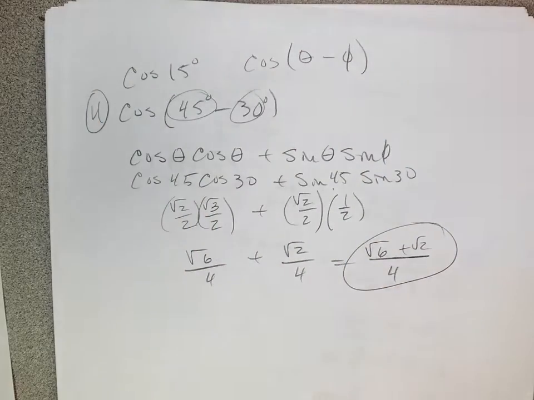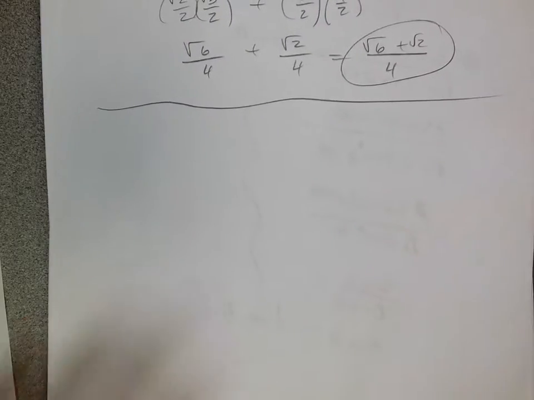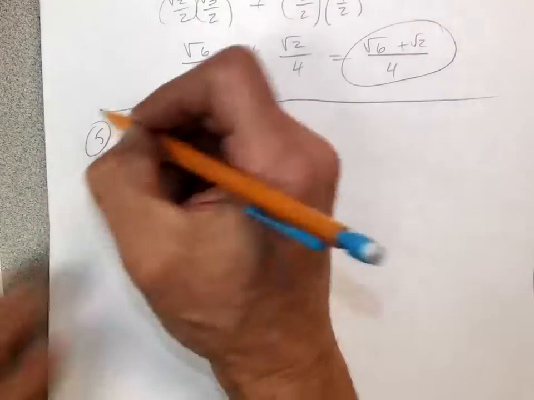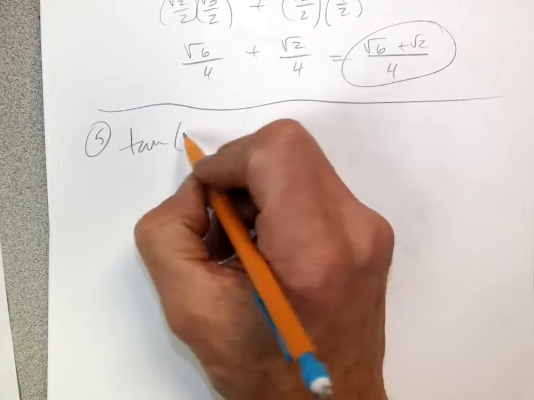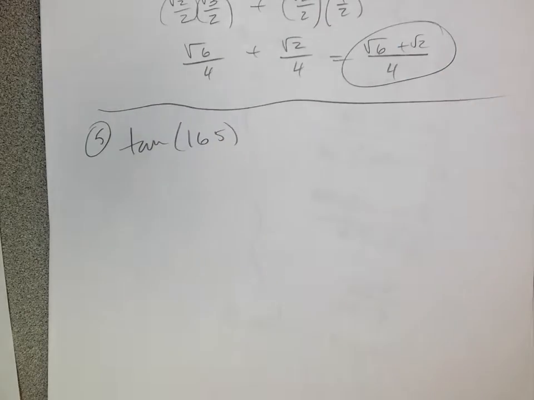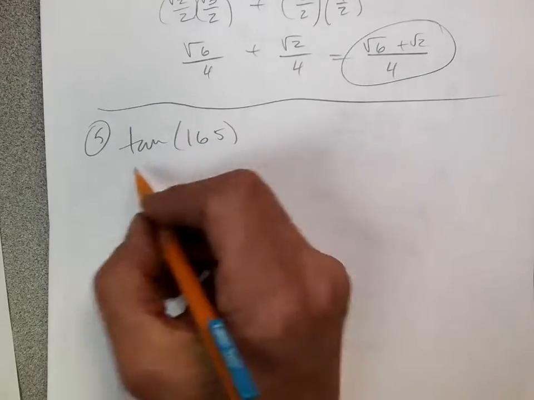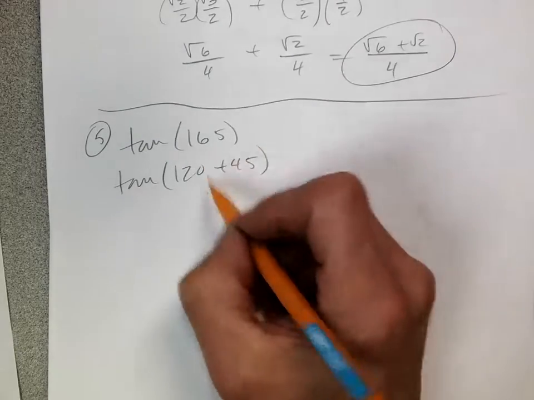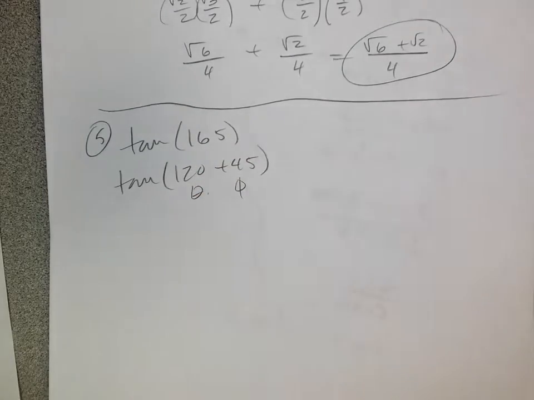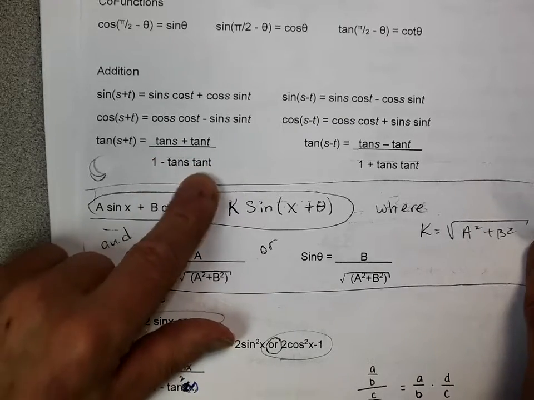Okay, let's look at number 5. Okay, shift this up. Number 5. Okay, so 5, we're going to take a tangent of 165. Let's see, how can I make 165? Well, how about 120 plus 45? How about tangent of 120 plus 45? So I've got my theta and my phi. So I'm going to try and find that in my identities. And it's that one there, tan of s plus tan of t over 1 minus tan s tan t.